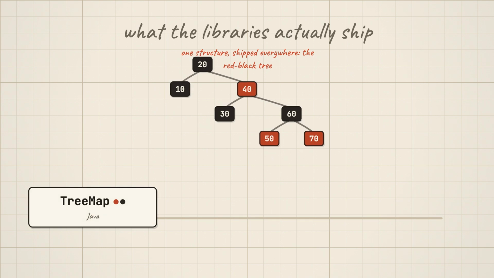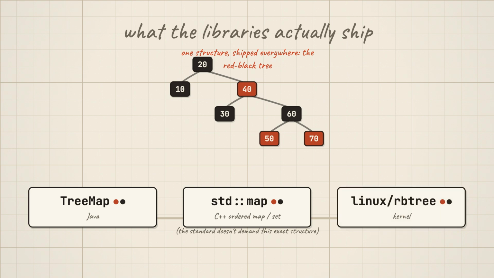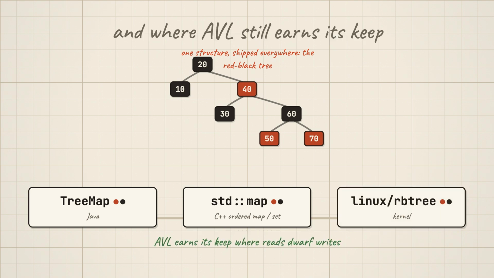Java's TreeMap uses a red-black tree. C++ commonly uses red-black trees for its ordered map and set, although the language standard does not demand that exact structure. Red-black trees are also used in parts of the Linux kernel. AVL trees still appear when a tighter search height is more important than minimizing structural changes.